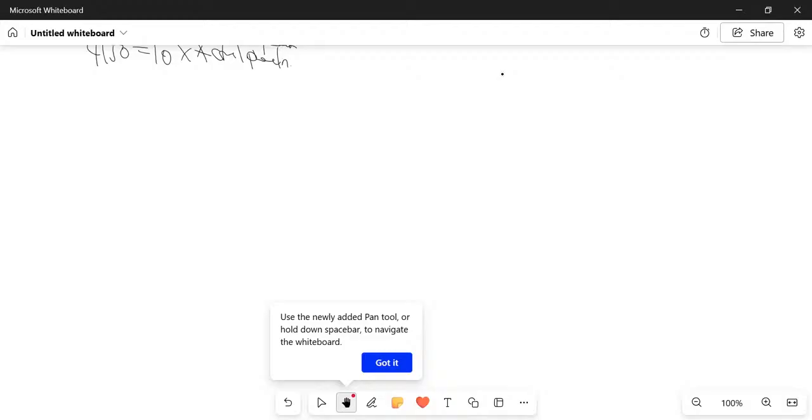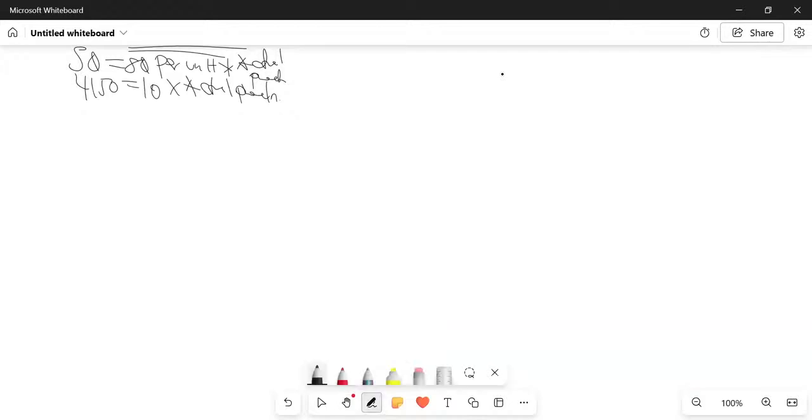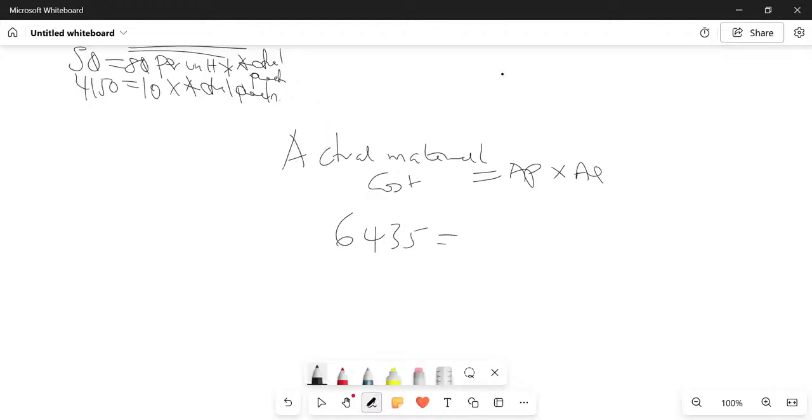I know that actual material cost equals AP times AQ. The actual material cost is 64.35. So they're asking for actual price. Is that okay? And unfortunately, we know this AQ, was it 41?